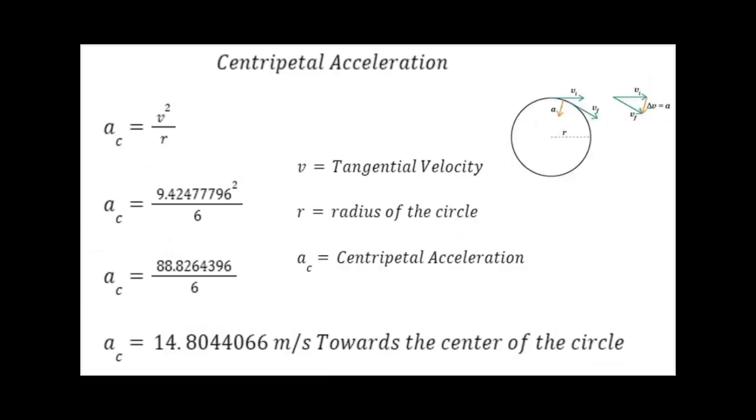Alright, fine. The equation for centripetal acceleration is a sub c is equal to v squared over r. Plugging in the variables gives us a sub c is equal to 9.42477796 squared over 6. 9.424 squared is 88.82643696, and when you divide that by 6, you get a sub c is equal to 14.8044066 meters per second squared towards the center of the circle.